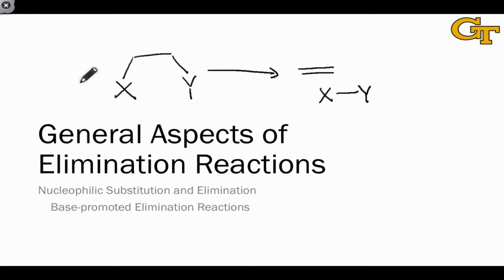In base-promoted eliminations, one of these two groups, say X, is a hydrogen atom, and the involvement of a base promotes elimination through the donation of electron density to this hydrogen, which is somewhat acidic in cases when Y is a good leaving group, such as a halogen or a sulfonate.